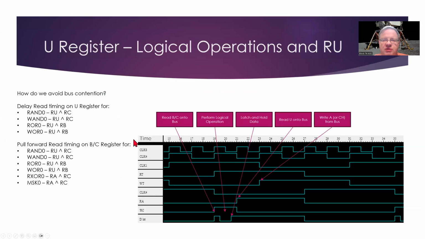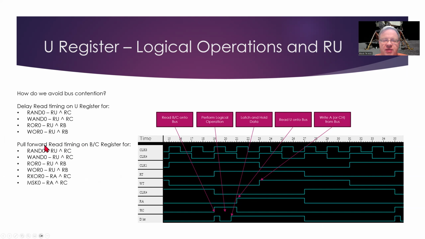This is very similar to what we had to do with the A register. We use this technique of clocking, where we have subsections. We'll read the contents of the B or C register onto the bus, with a special timing pulse for that. Then we'll perform our logical operation, in this case the logical OR. We'll then latch and hold the data so that we can read it out onto the U bus. And from there, we can write it into the A register or the channel register from the bus.